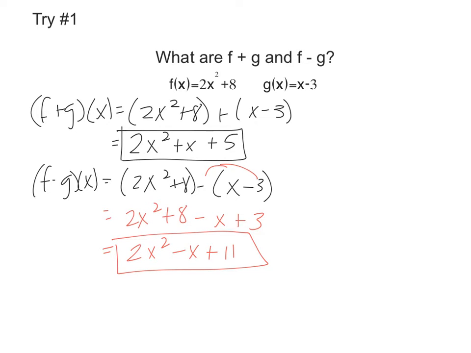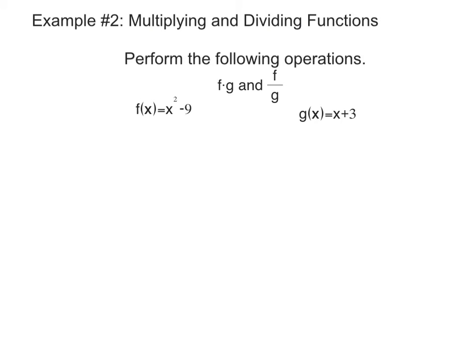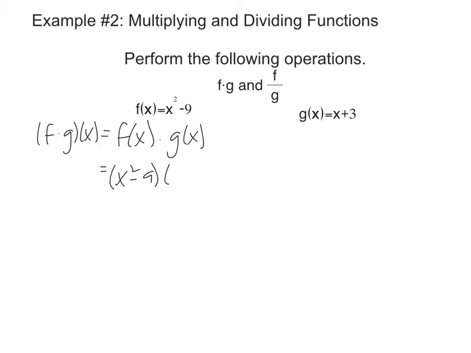All right, let's keep working. So in example 2, we're going to perform the following operations. So f times g and f divided by g. So again, f times g of x is really f of x times g of x. So f of x would be x squared minus 9. g of x is x plus 3.